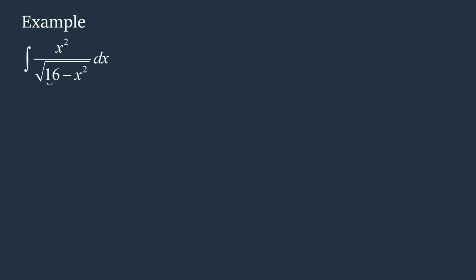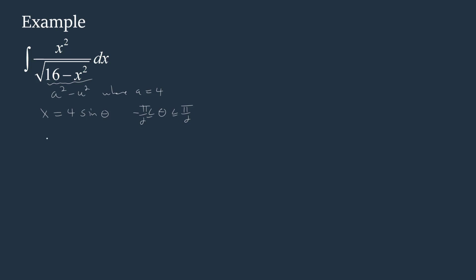So I noticed then that this part is of the form a squared minus u squared. That's where a equals 4. So I'll try the corresponding substitution of that form. For a squared minus u squared, I use x is equal to a, which here is 4, times the sine of theta. And remember, I have to make sure that the theta here I can solve for it. So I have to have the angle range be restricted to the inverse sine. So that's from negative pi over 2 to pi over 2 inclusive.